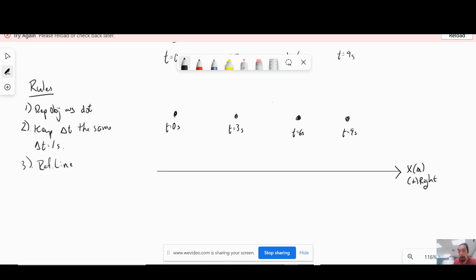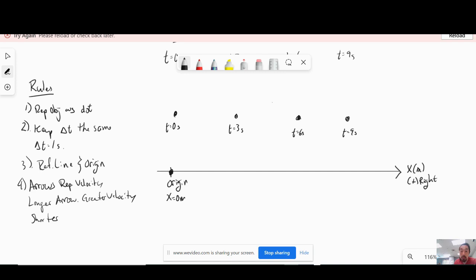Now, a reference line is important, but so is the origin. So we'll say right there is the origin, or x is equal to 0 meters. So have a reference line and origin, if possible. All right, next, arrows represent velocity, okay, and longer arrows, greater velocity, versus shorter arrows, which is less velocity.